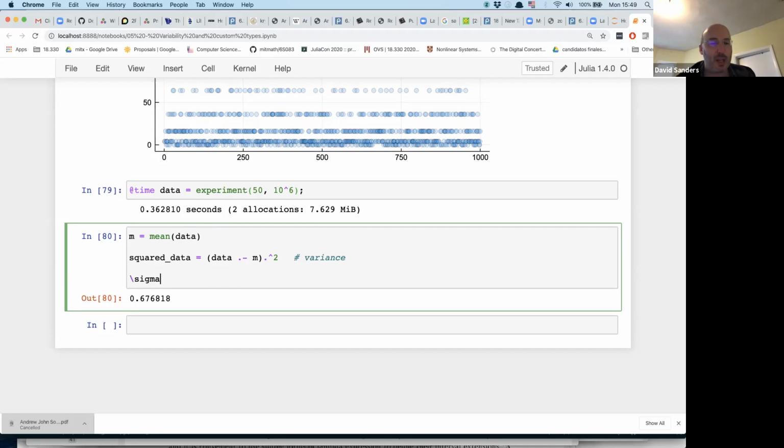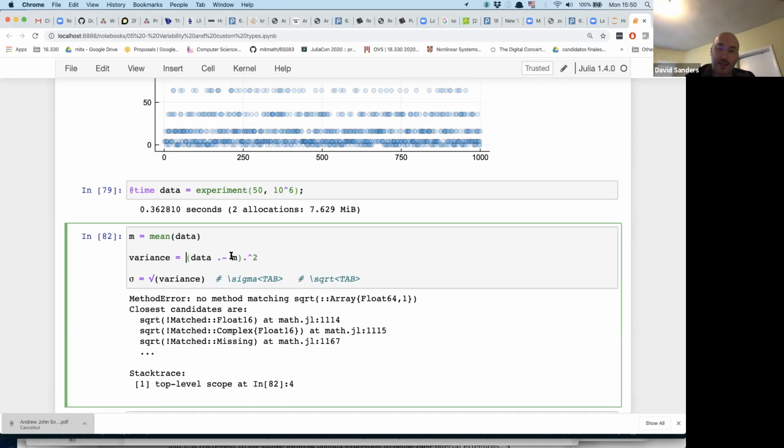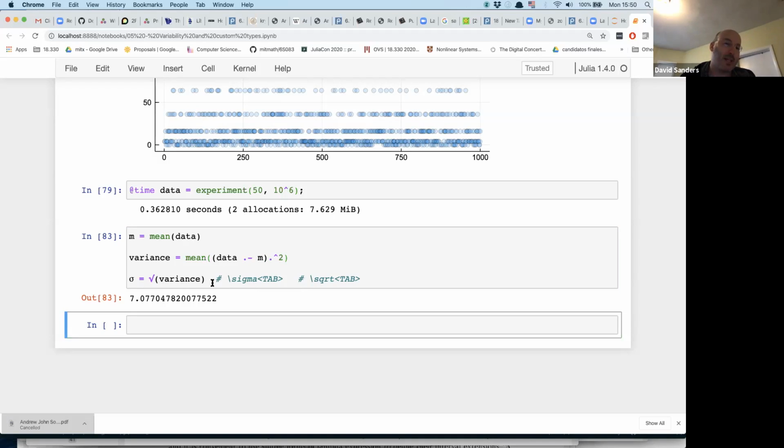So as we mentioned, if I type \sigma and then I type tab, it actually gives me this sigma character. I'm going to make that the square root, which I can do by \sqrt tab. That just gives me a square root symbol, and square root of squared data, right? So let's actually call this variance. So variance is that, so square root of variance, sigma. Sorry, this is the mean of that. Yeah, the variance is the mean of this thing, and now sigma is the square root of the variance.